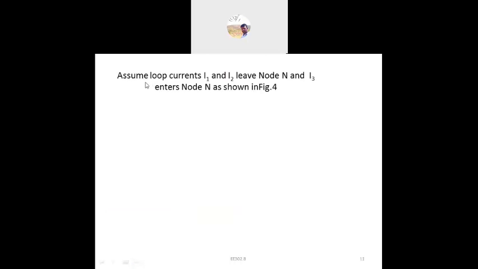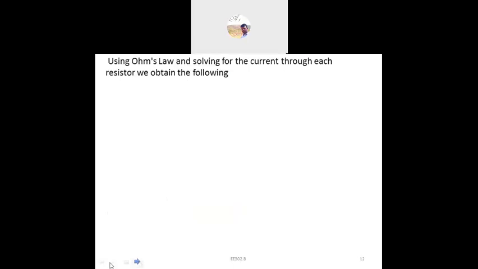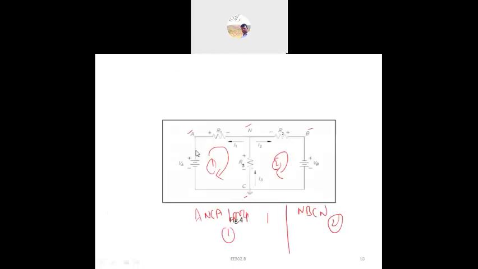Here we are considering and assuming one loop. Assuming the loop currents I1 and I2 are leaving node N and I3 is entering the node, as shown here. So we can see I1, I2 and I3. What we are doing is the current is leaving from node N: I1 towards the source VA, I2 to the second circuit, and I3 in the rest.